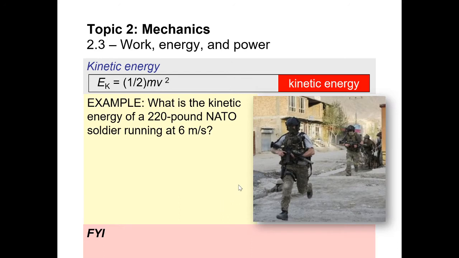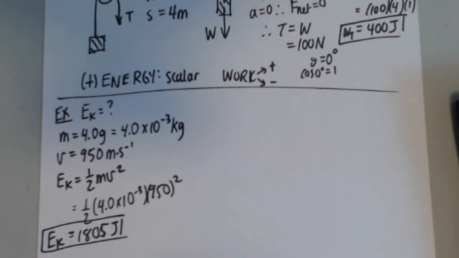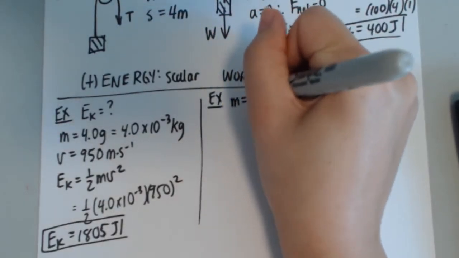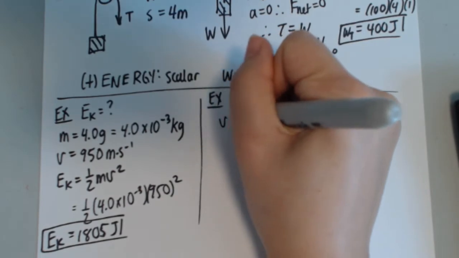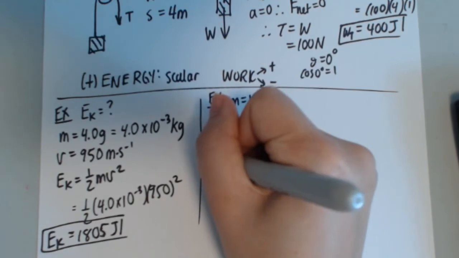All right, what is the kinetic energy of a 220-pound NATO soldier running at 6 meters per second? So this soldier has much more mass, but they are running and they're moving much, much slower. Now, I'm not going to ever give you pounds without giving you the conversion, so we'll just look at the conversion first. So 220 pounds is 100 kilograms. Let's go back to the work here. So we have a mass of 100 kilograms. They're running at 6 meters per second, and I need to find the kinetic energy.